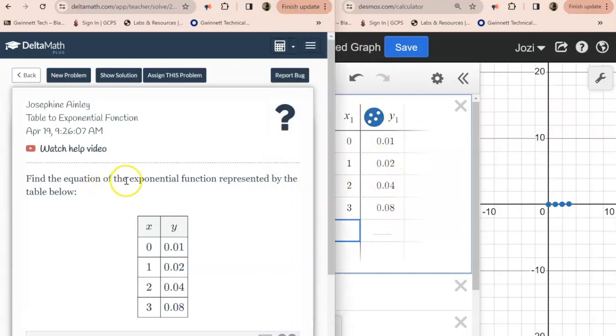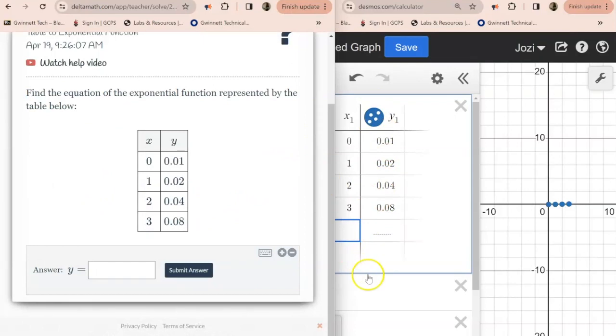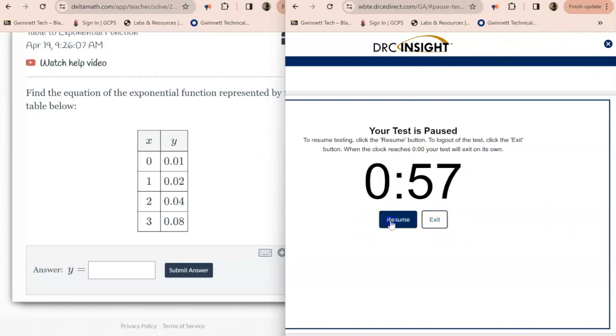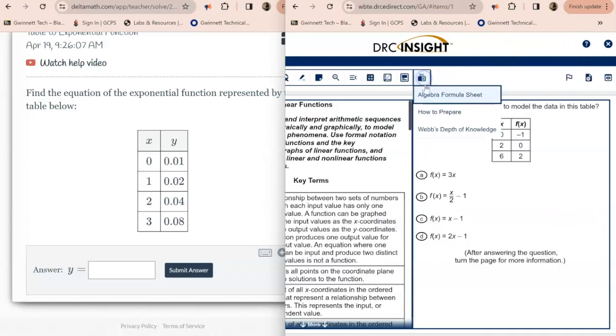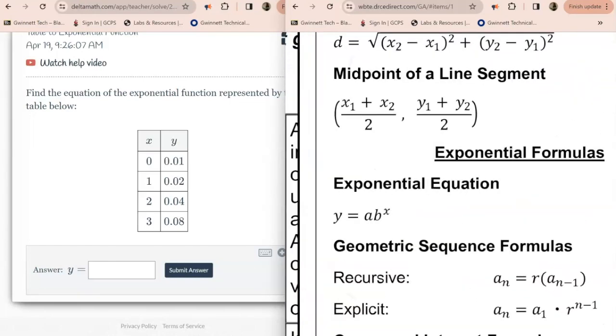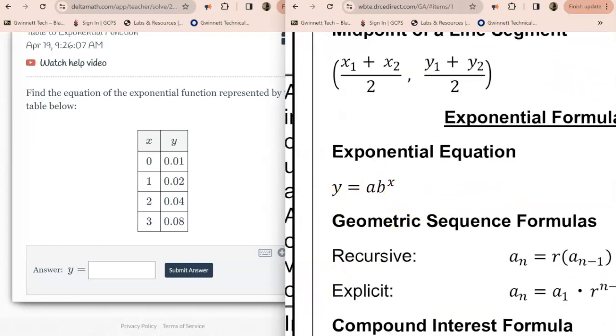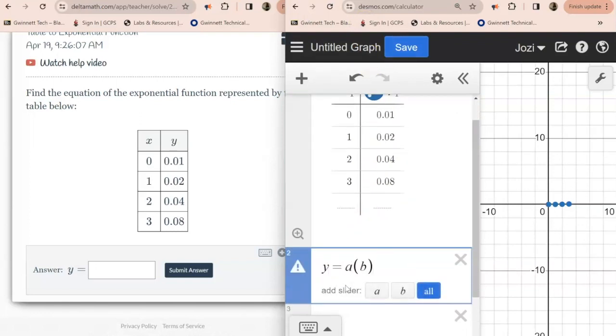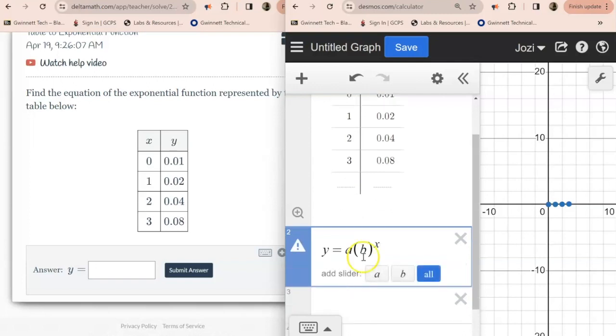Okay, so it's in. Find the exponential function represented by the table. So remember, what's the exponential function again? I don't know, Miss Ainley. We're going to go click the formula sheet. All right, so again, click reference, algebra one, boom, formula sheet. I'm looking for exponential function. There it is. So y equals ab to the power of x. Y equals a parentheses b to the power of x. So this is my exponential function.